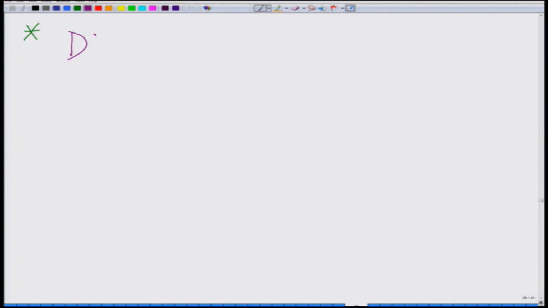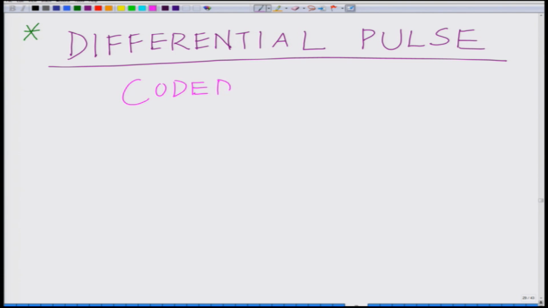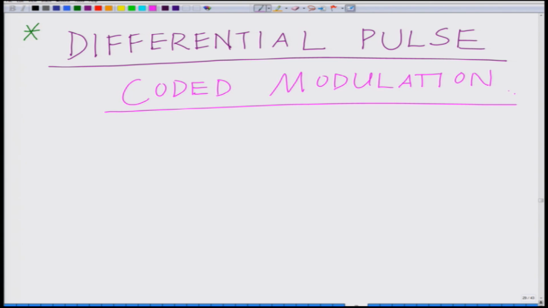This is differential pulse coded modulation, as the name implies, and this is abbreviated as DPCM, for differential pulse coded modulation.